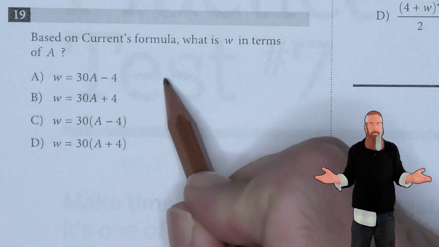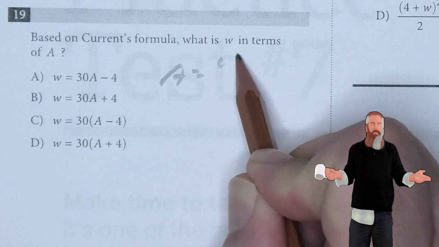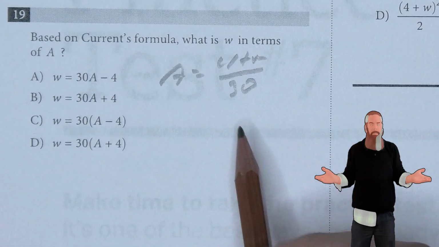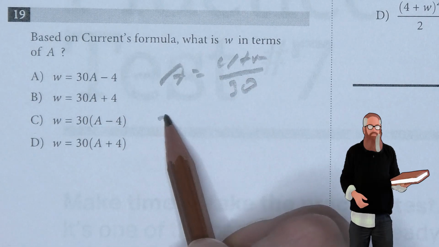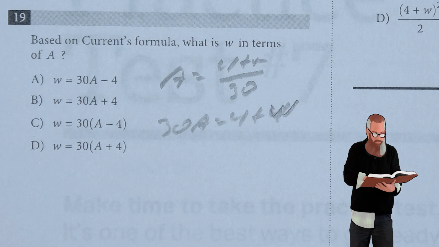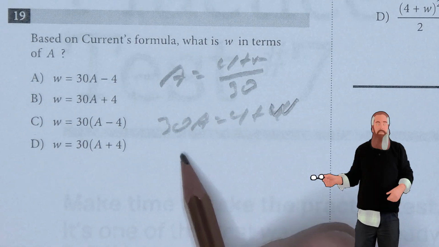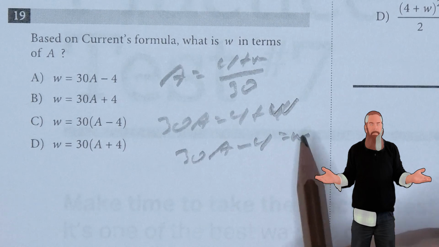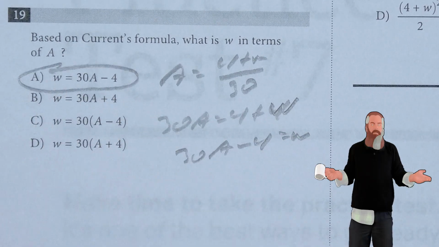Now, Current's formula was A is equal to 4 plus W divided by 30. So let's multiply both sides by 30 to get 30A is equal to 4 plus W. Now, if I subtract 4 from both sides, I wind up with 30A minus 4 is equal to W, and that gives us A is the answer.